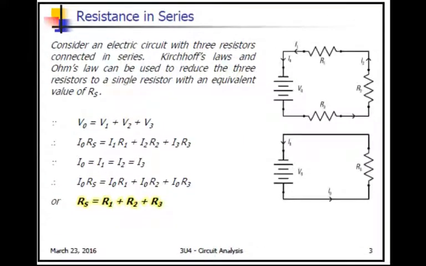Well, if we have a series circuit, the sum of R1 plus R2 plus R3 is equivalent to the total resistance, or the equivalent resistance of the circuit. So that's a rather simple equation: RT is equal to R1 plus R2 plus R3 plus R4, or however many resistors we have, if they're connected in series.